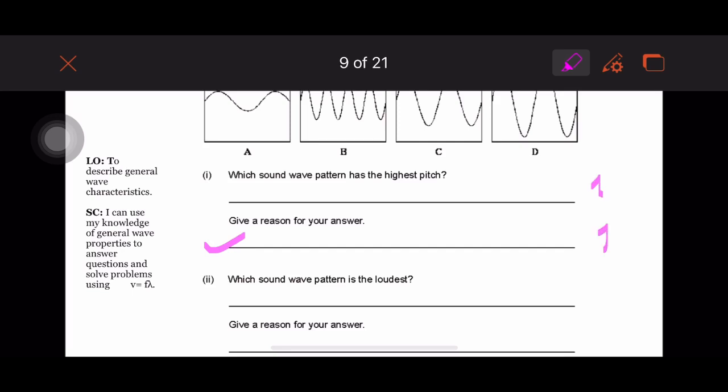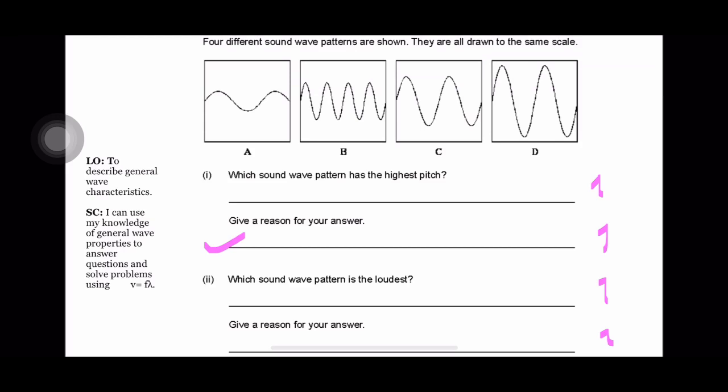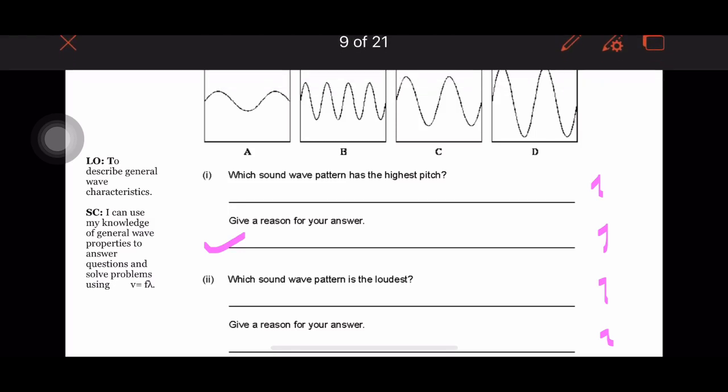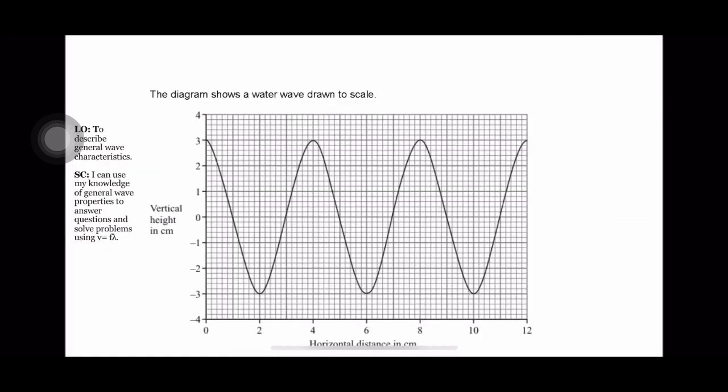Which sound wave pattern is the loudest? 1 mark and 1 mark. So it's just asking you about your knowledge of frequency and amplitude. So you answer this also in your notebook. It's quite easy. You have to practice giving a reason for your answer though. Okay, so moving on. Next page.